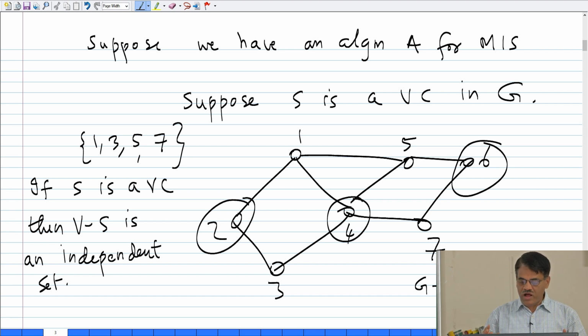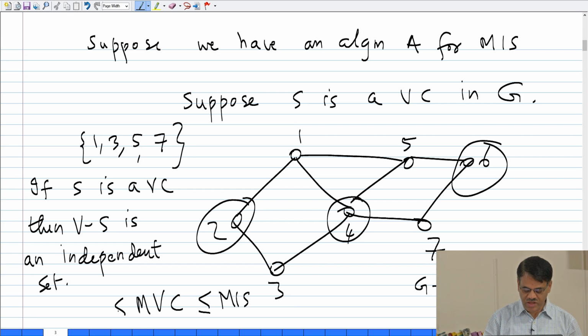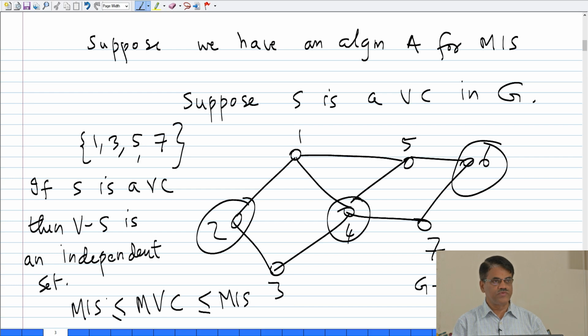So, what have you shown? We have shown that vertex cover is less than or equal. If you have an algorithm for maximum independent set, I can use it to solve my minimum vertex cover, and in the same way, if you have an algorithm for minimum vertex cover, I can use it to solve maximum independent set.